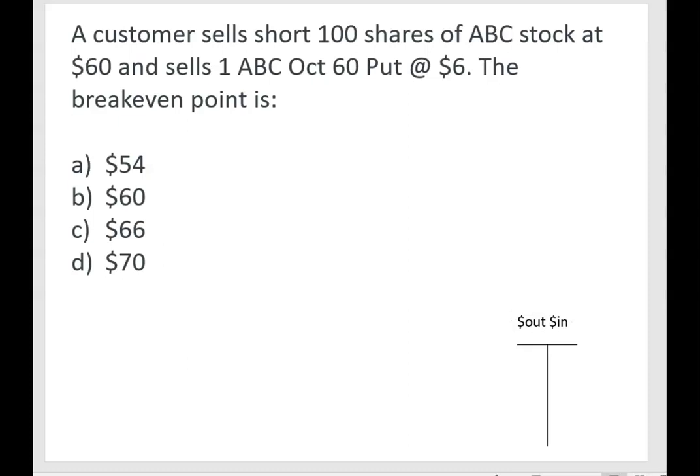So the customer sells short. Another opening sale. We're going to sell ABC for 60 and then sells the put option. Now, what type of strategy is this? When someone has a position in stock and then they sell an option. We know if they buy it, it's a hedging strategy. So what are they doing by selling options? Selling the put. Right, what's that strategy? This is an income strategy.